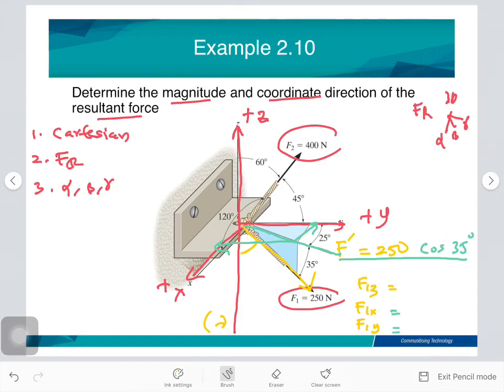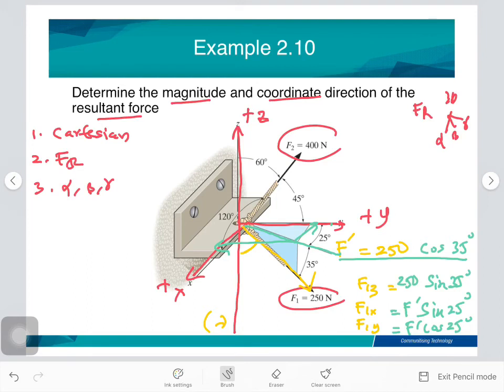So F1x is along the x-axis, so here you take the magnitude of F prime and use this 25-degree angle. So F1x is F prime sine 25 degrees, and F1y is F prime cos 25 degrees. Your F1z is 250 sine 35 degrees. Okay, so this is for F1.